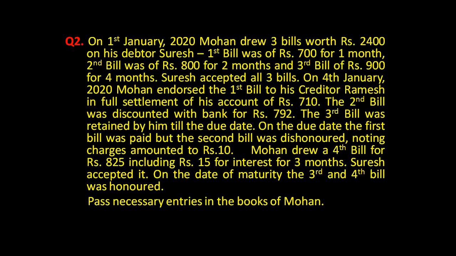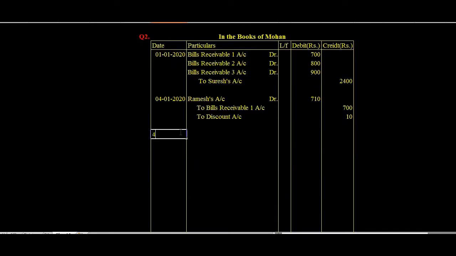Let's proceed further. The second bill was discounted with the bank for 792. Now pay attention here. The value of the second bill was 800, but then it is discounted for 792, which means yes, there is a discount of 8 rupees. So on the same date, let's write here bank account debit. How much? 792. Then we will have discount account debit.